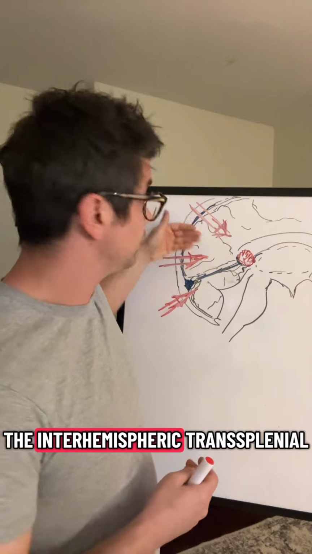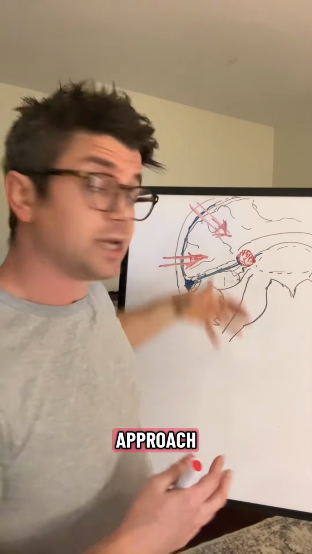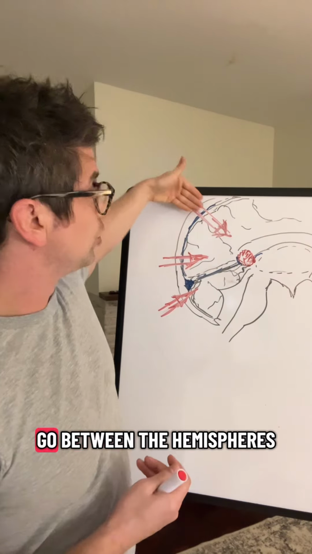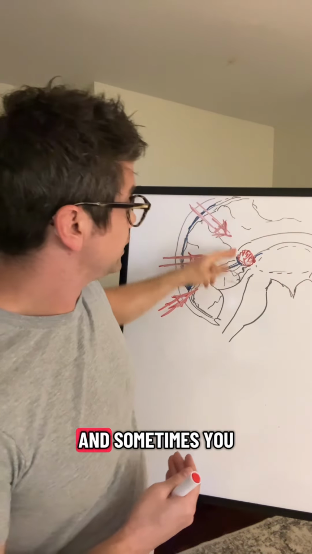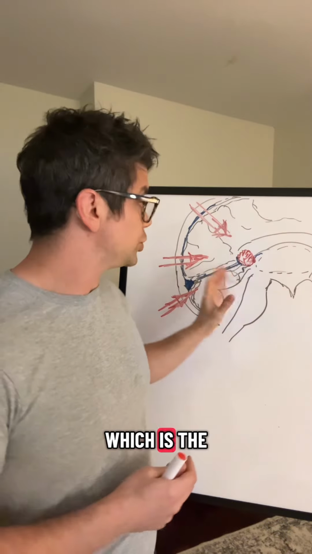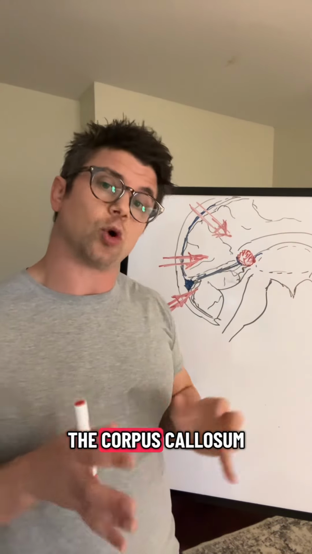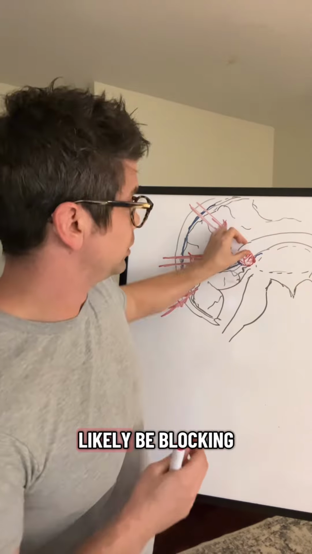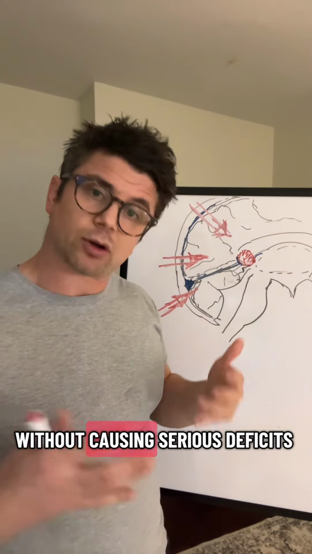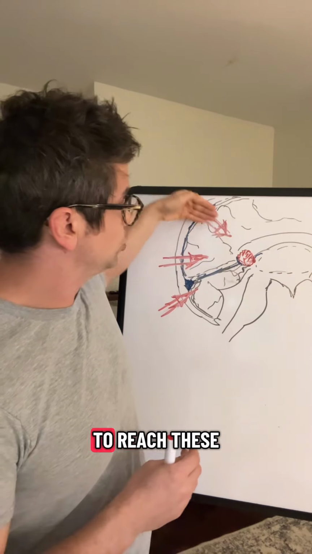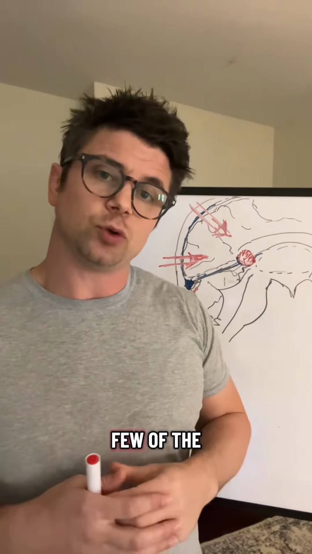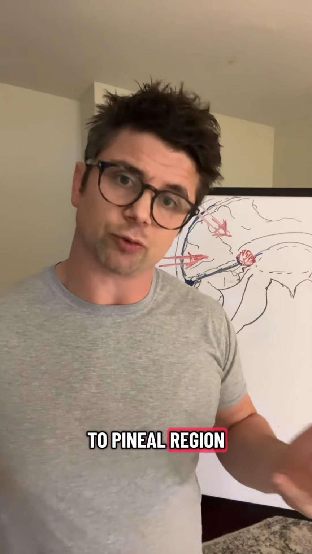The interhemispheric transsplenial approach takes into account things that may be out of reach of both of those, and so you go between the hemispheres, and sometimes you need to divide some of the splenium, which is the posterior aspect of the corpus callosum, because it will likely be blocking your view. Typically you can divide a part of it without causing serious deficits to reach these pineal region tumors. That's just a summary of a few of the general approaches to pineal region tumors.